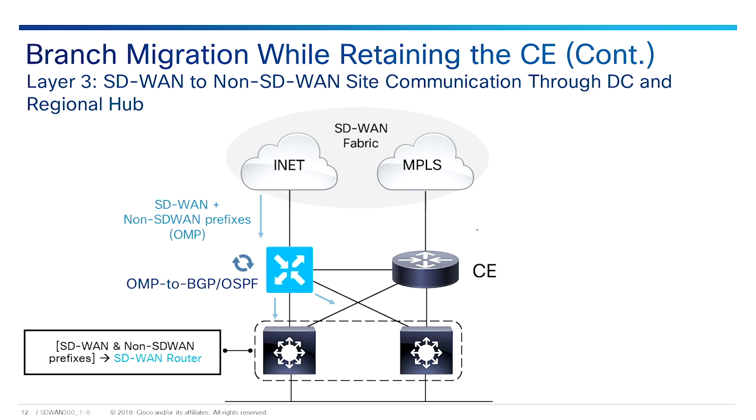When configured, the SD-WAN router establishes a tunnel across the internet and receives SD-WAN and non-SD-WAN prefixes through the overlay connection, and then adds those prefixes to the routing of the two core switches. The SD-WAN router redistributes those prefixes from OMP into the local routing protocol, OSPF or BGP. I know this question is going to get asked, so I'm going to say it. We don't support EIGRP at this time. Now, the core switches have routes for SD-WAN and non-SD-WAN prefixes through the SD-WAN router.